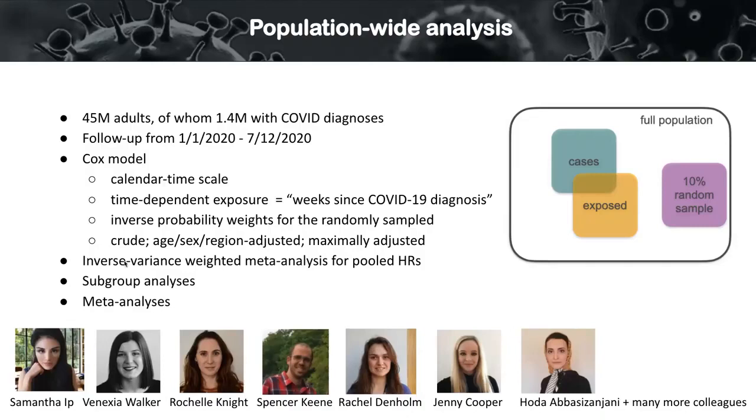From the modeling side, we use Cox regression models, where the primary timeline is calendar time. We calculated the hazard ratios for time since diagnosis of COVID-19, categorized as the absence of a diagnosis, which is the reference level, and then increasing weeks since diagnosis. For computational efficiency, because we have a huge data set, we use random sampling with inverse probability weighting for people who are not cases and are not exposed, as seen in this little figure over here.